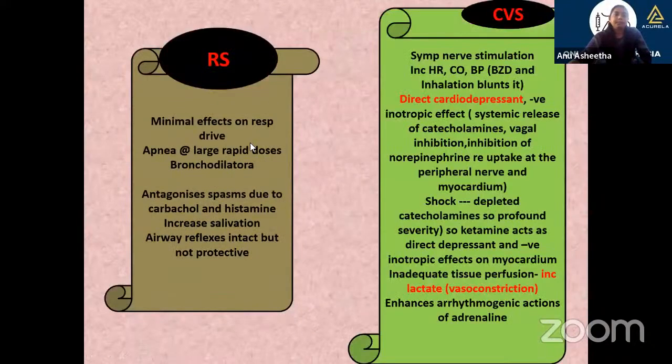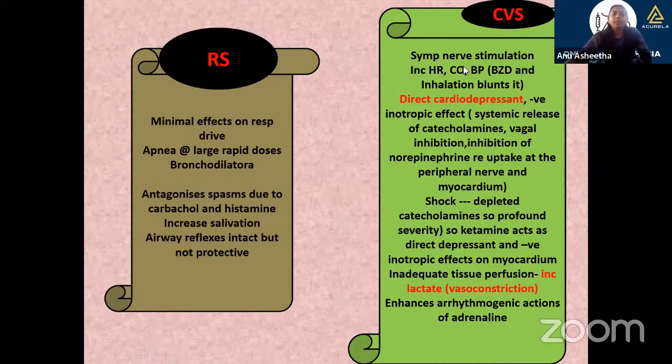Now, respiratory system. They have a minimal effect on respiratory drive. Apnea can be seen at large doses. As such, they are bronchodilators, but the increase in secretions contributes to bronchospasm and laryngospasm. So use it with caution. Always combine it with anticholinergics. It also antagonizes spasms due to carbachol and histamine. It increases salivation. Airway reflexes are intact, but they are not protective.